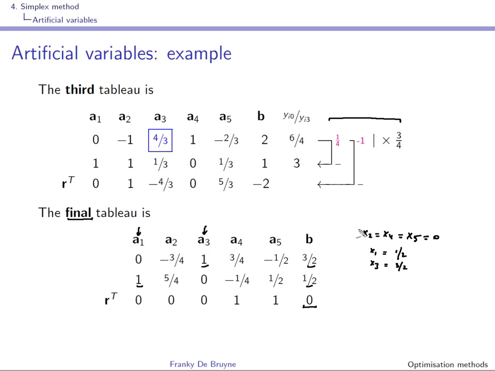So this is the solution of this artificial problem. This means that we now have an initial basic feasible solution to our original problem, which is x1 equal to a half, x2 equal to 0, and x3 equal to 3/2.